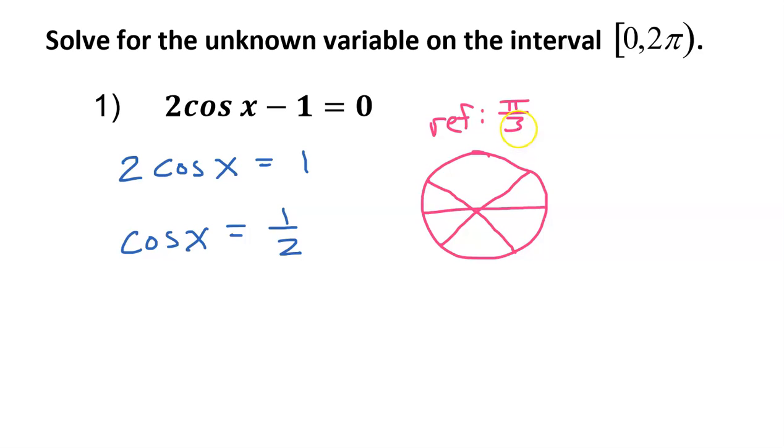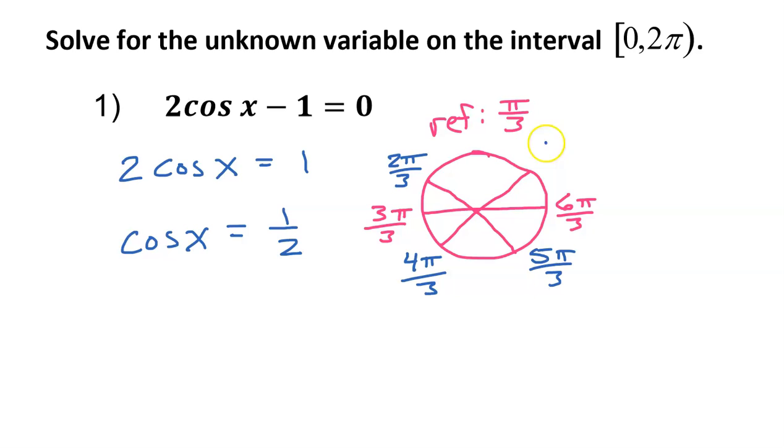Because the reference angle is pi over 3, I am going to think of pi as 3 pi over 3. I will think of 2 pi as 6 pi over 3. That makes this angle 2 pi over 3, and this angle is 4 pi over 3. And this angle is 5 pi over 3. Of course, in the first quadrant, you have just the reference angle, pi over 3.